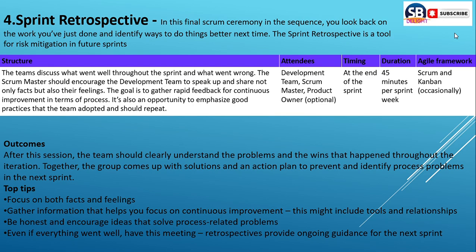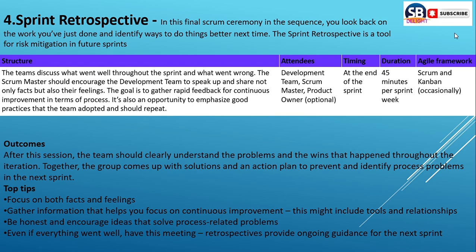Attendance means whoever is going to attend this call: development team, Scrum Master, Product Owner, optional. Product Owner optional means whether they want; if they are interested, they can join the call. If not interested, no issues. Then timing should be at the end of the sprint, end of the day, when they will discuss these things. The duration will take a minimum of 45 minutes per sprint week. Agile frameworks means Scrum and Kanban occasionally.